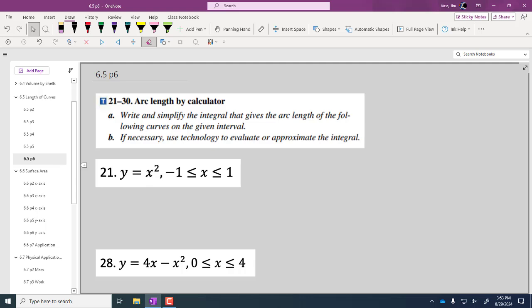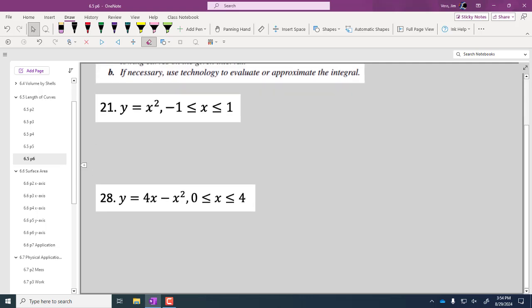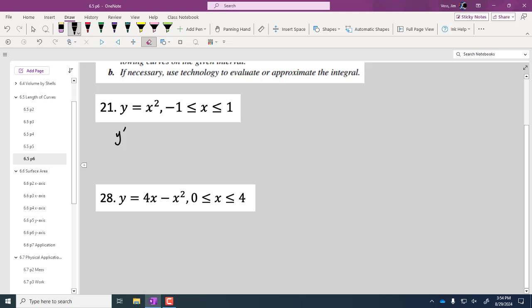I mentioned this last time, some integrals may look easy to integrate, but they're not. And so that's what this is all about, integrating with the calculator. And we'll just do a couple where we can only approximate with a calculator.